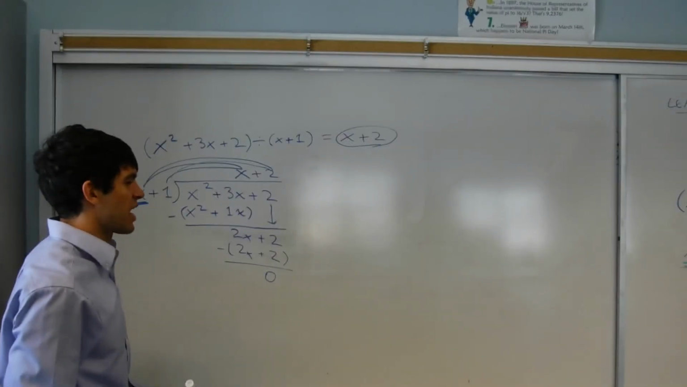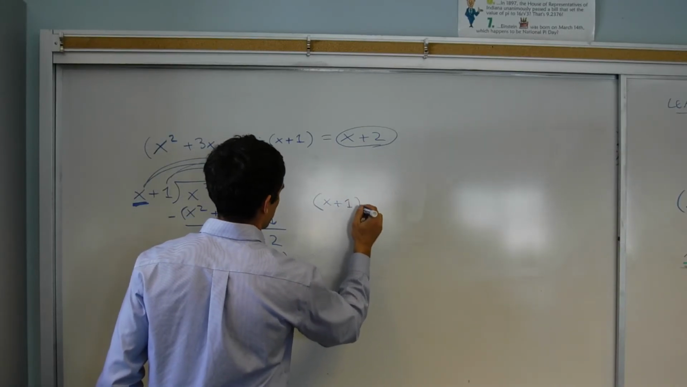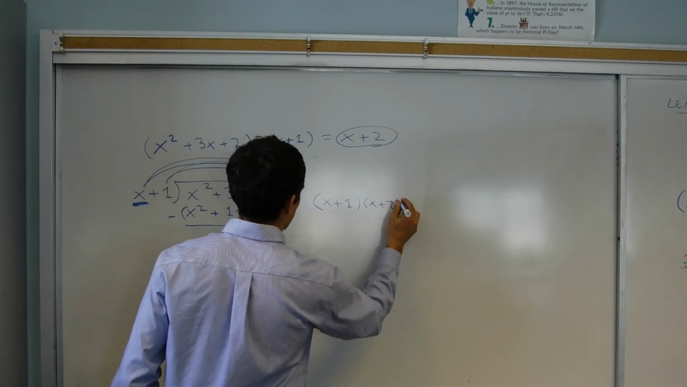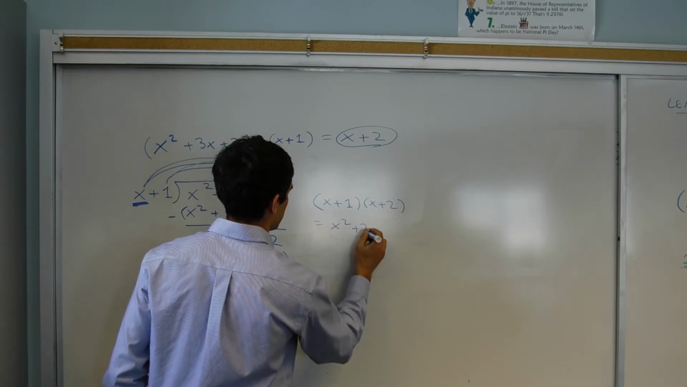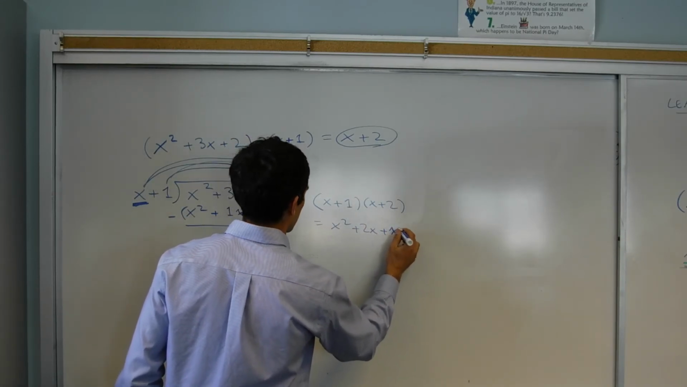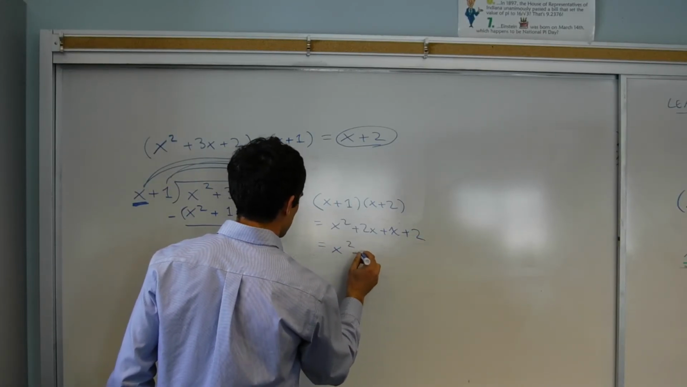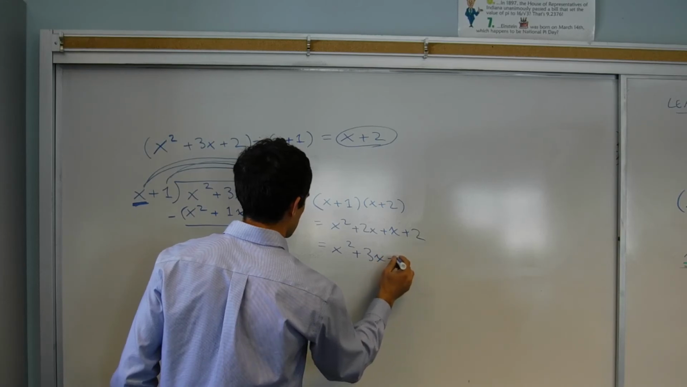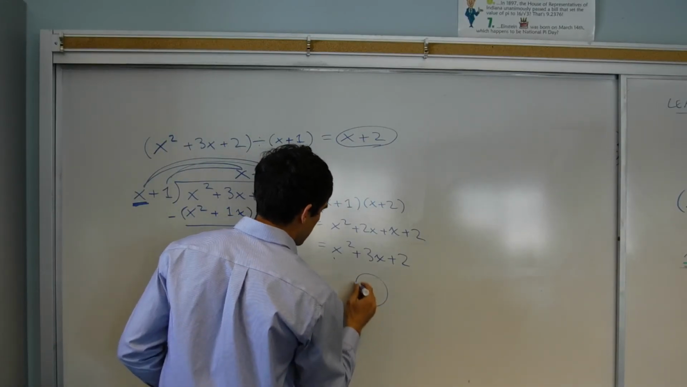So now let's check our answer again using multiplication. X plus 1 times x plus 2 is equal to x squared plus 2x plus x plus 2, which is equal to x squared plus 3x plus 2, which is right there. So again, that makes us happy.